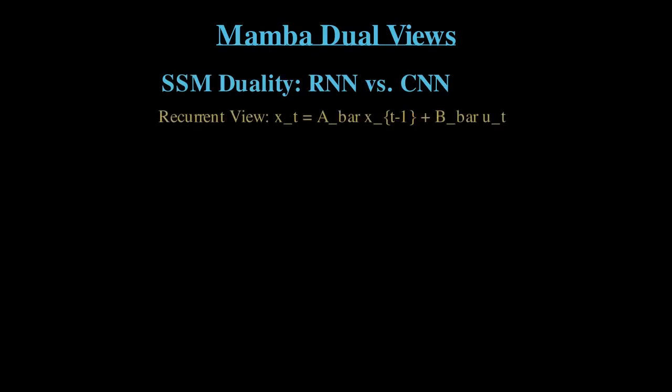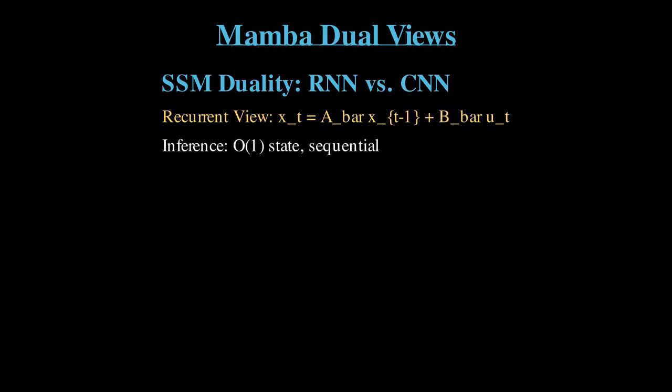The magic lies in their dual representation as both an RNN and a CNN. In the recurrent view, the state at time t is a function of the previous state and the current input. You can see the equation here, x sub t equals A bar times x sub t minus 1 plus B bar times u sub t. This is inherently sequential, making it extremely fast and memory efficient at inference time. It only needs to keep track of a small fixed-size state.